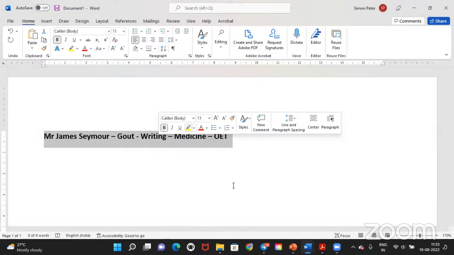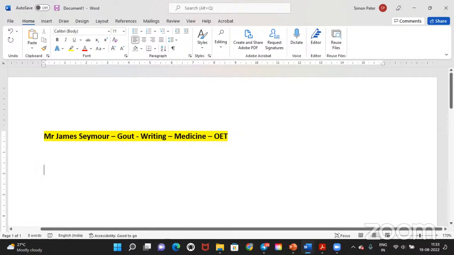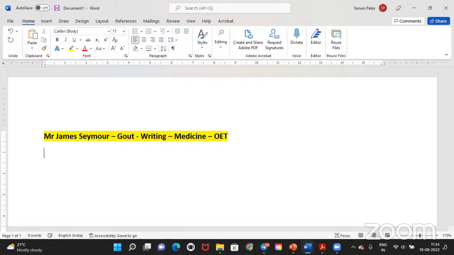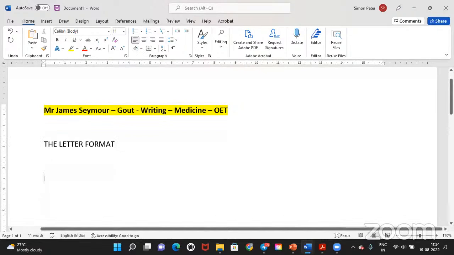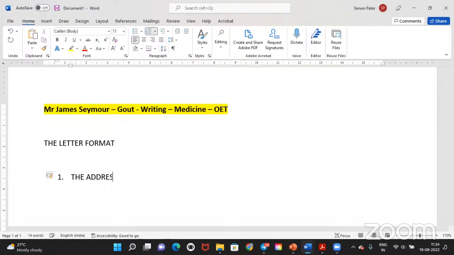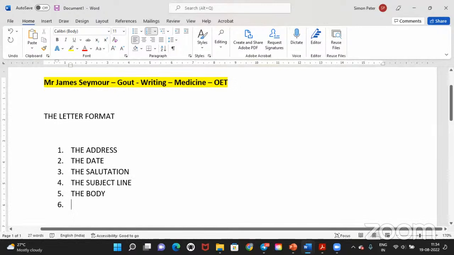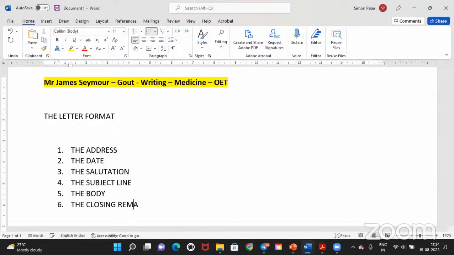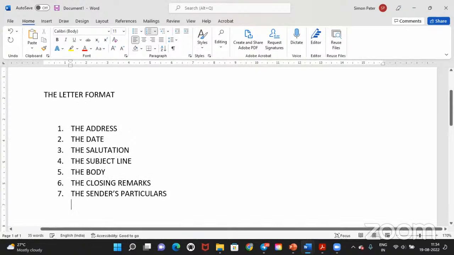So we have seven different things. Number one. So what do we call as the organization? The letter format. What do we have in the letter format? Let us see. Number one, the address. Number two, the date. Number three, the salutation. Number four, the subject line. Number five, the body. Number six, the closing line or the farewell, the closing remarks. And number seven, the sender's particulars. So these are the seven things.